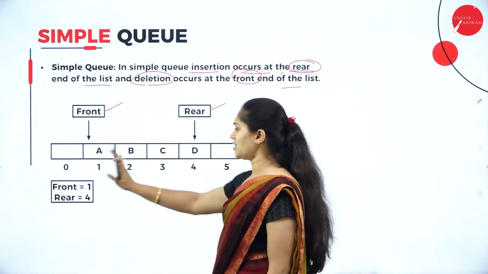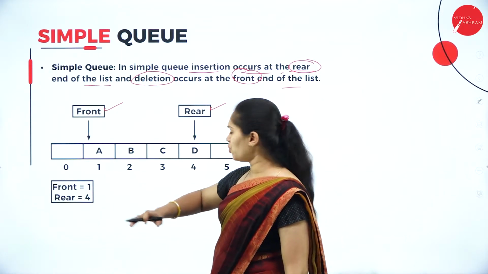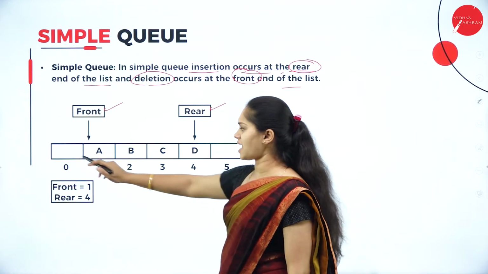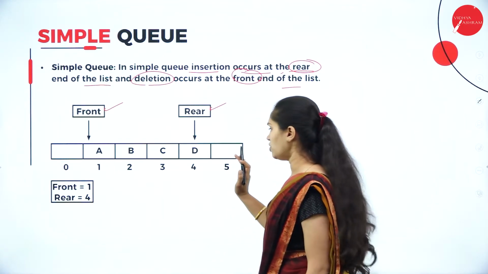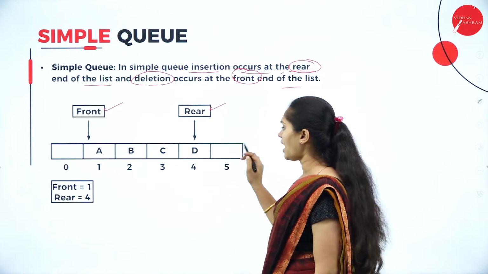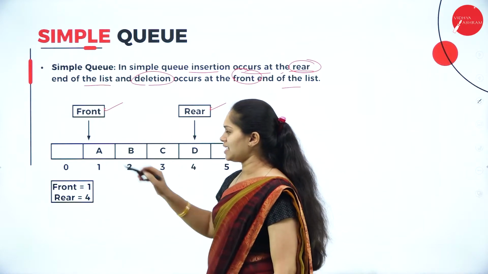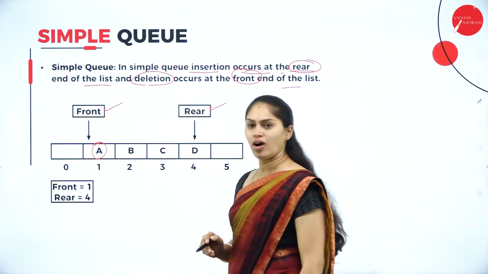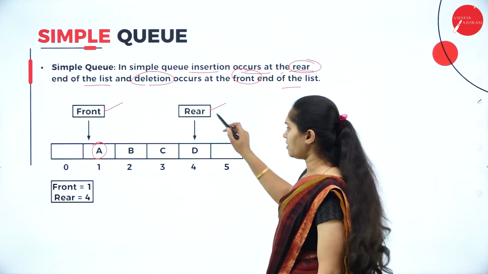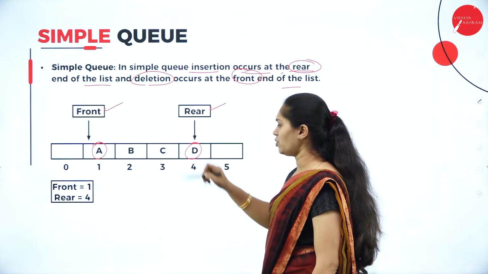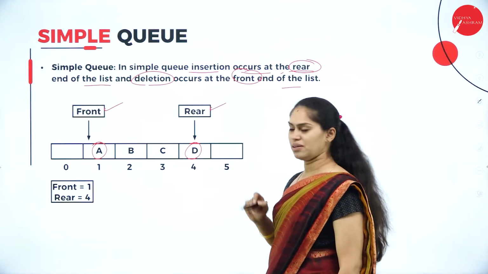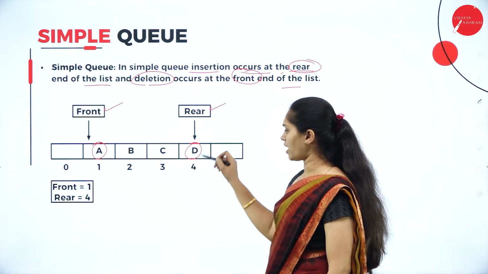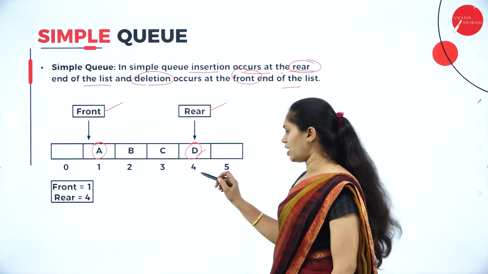Here you can see that we are declaring a queue with 6 elements. It starts from index 0 up to 5. As of now, the front pointer is at location 1. That means I am deleting an element called A from the queue. And when it comes to the rear, if I wanted to insert an element, it will be at location 4 now. I am inserting an element called D at this location.